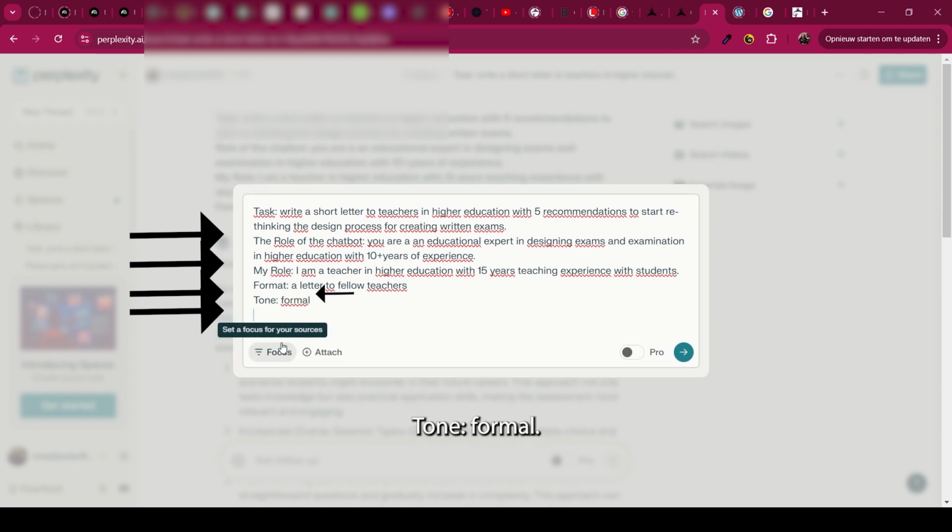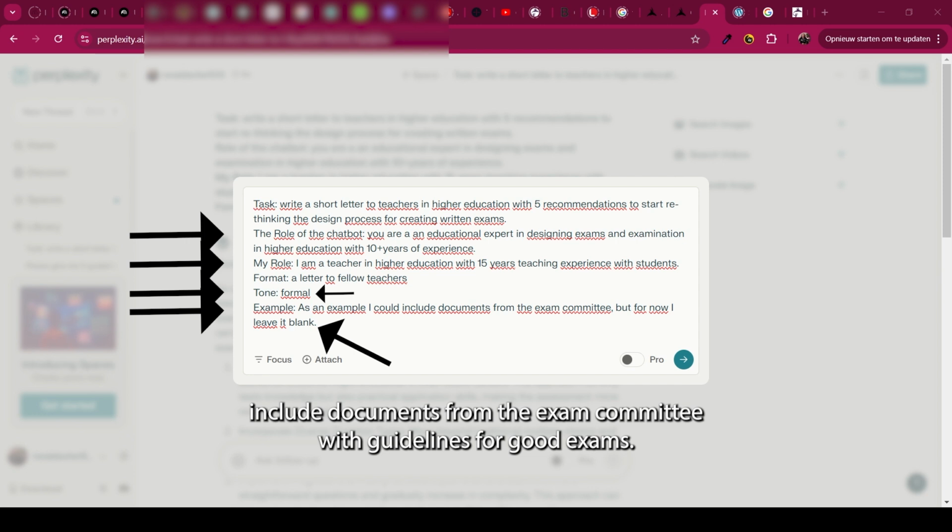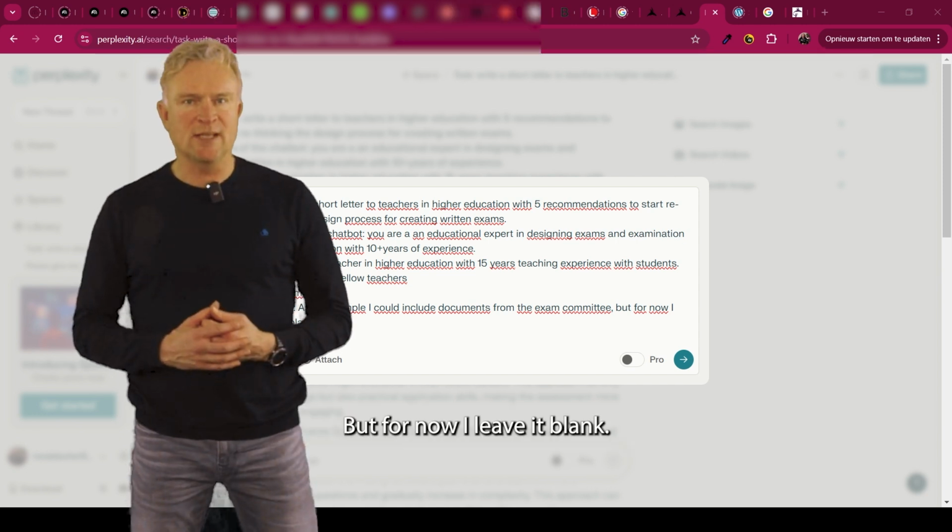Tone: formal. Example: as an example, I could include documents from the exam committee with guidelines for good exams, but for now, I leave it blank.